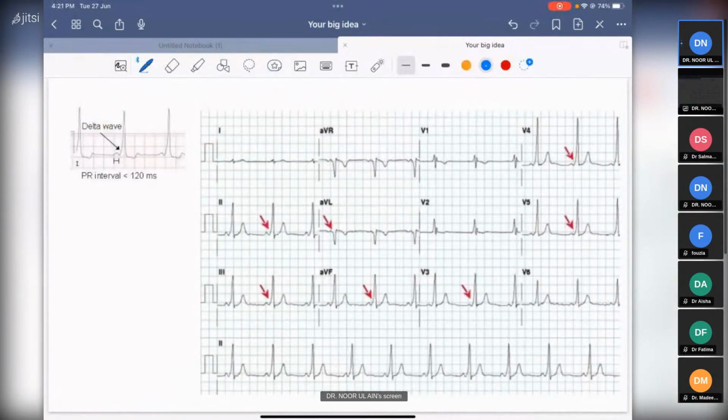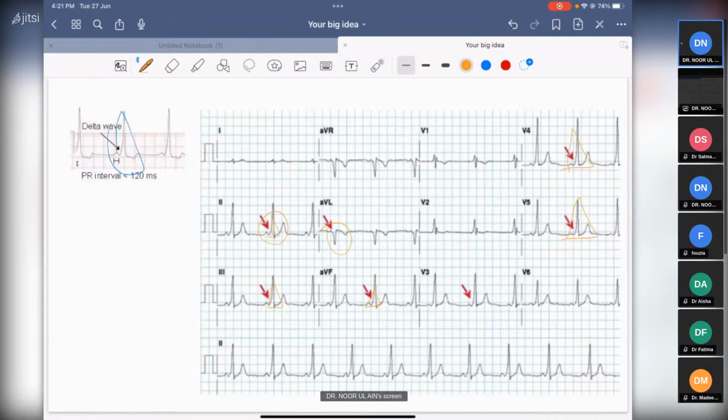I'll repeat this again inshallah next class. जब भी आप Wolf Parkinson को देखते हैं, please just look at the delta wave. The moment you see a delta wave, it's just there. It can be inverted, positive deflection, it doesn't matter. Positive, negative deflection, it's okay. As far as you see one, this is Wolf Parkinson White syndrome.